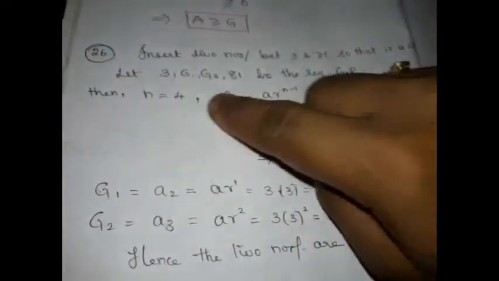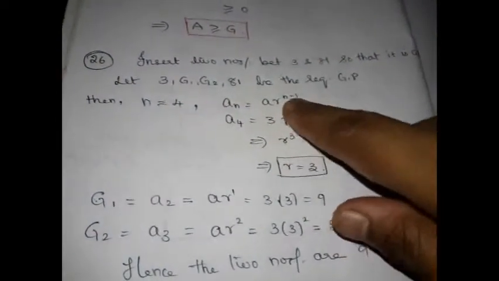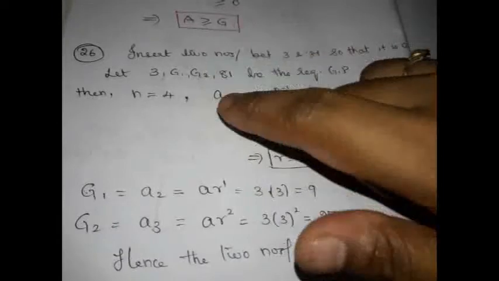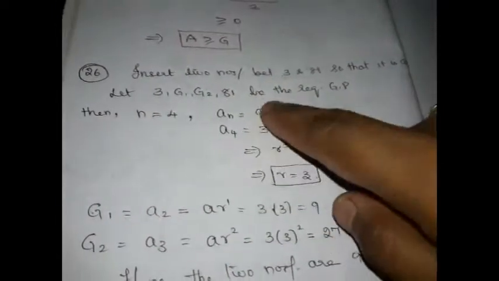So now the number of terms has become 4 and our first term is 3, last term is 81. So the formula is a r power n minus 1. So our last term is a4. a4 is going to be, the first term is 3, into r power 4 minus 1, is 3.